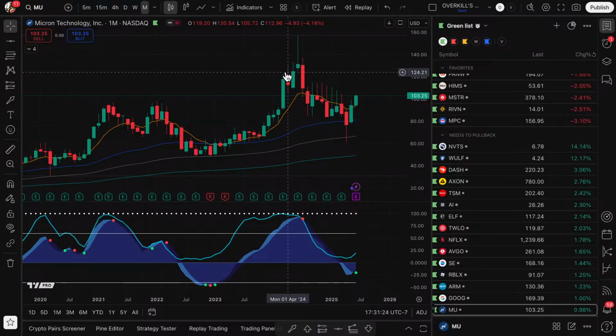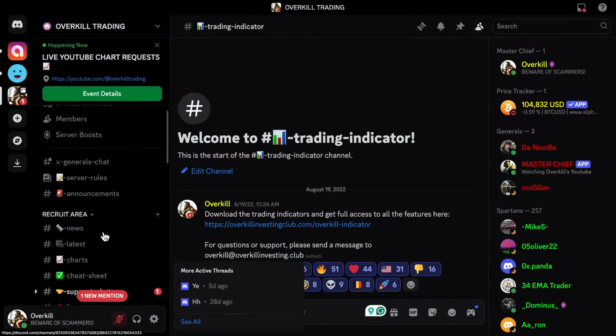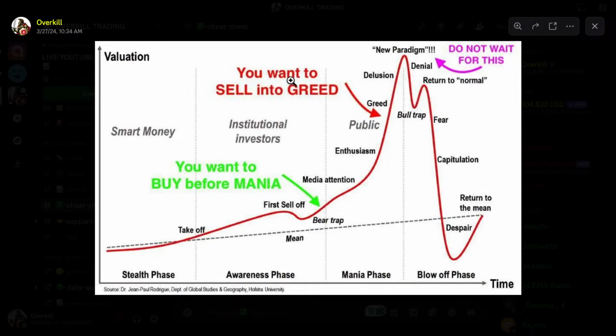Again, our goal is to never time the exact top. We just want to get out near it, right? We want to sell into the greed. Okay, sell somewhere near the top. Don't want to go for the exact top. We want to sell somewhere into it.